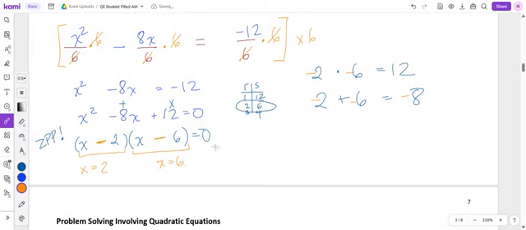All right, and then I make a final statement. I say, therefore, I'm going to use some math words, I'll say the solutions are x equals 2, 6. So it ended up being a simple trinomial factor, but I needed to just clear the fraction. Okay?